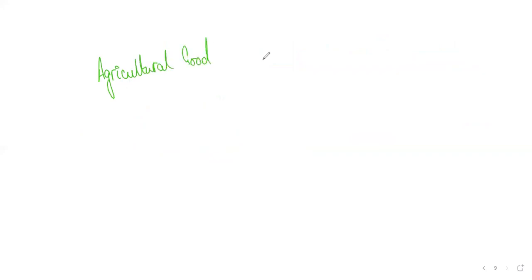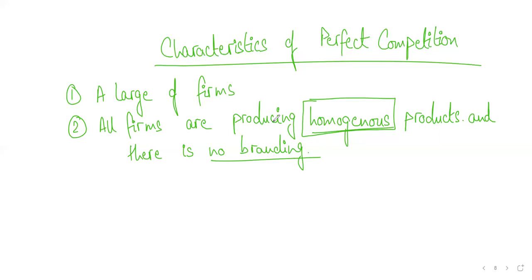Because there are a lot of firms. Just think about it. How many farmers in Pakistan or in India grow agricultural goods? Thousands, millions. Am I right? Thousands and millions of farmers. Similarly, all products are the same. They taste the same, they look the same, right? Yes or no? And most important of all, there's no branding. There's no branding, right? Okay.